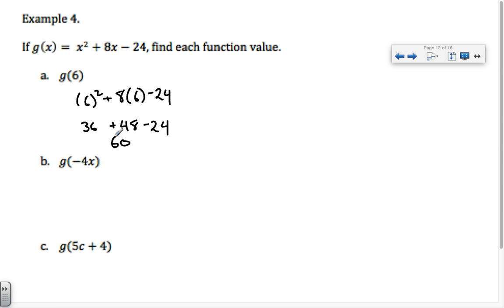Now the good thing about functions is that we don't actually just have to pass in numbers. We can pass in anything we want and we can evaluate it. So if I say take g of negative 4x, well, that means that wherever I see an x, I'm just going to replace it with a negative 4x. So this becomes negative 4x squared plus 8 times negative 4x minus 24. And if I want to evaluate that and clean it up a little bit, if I square this, this is going to become 16x squared minus 32x minus 24. Why don't you try the last one?